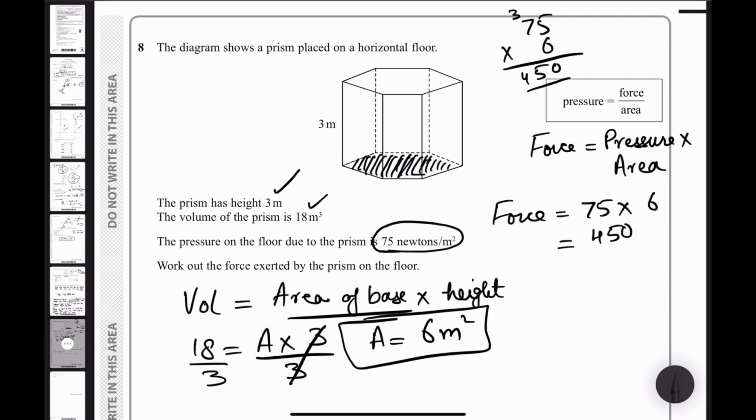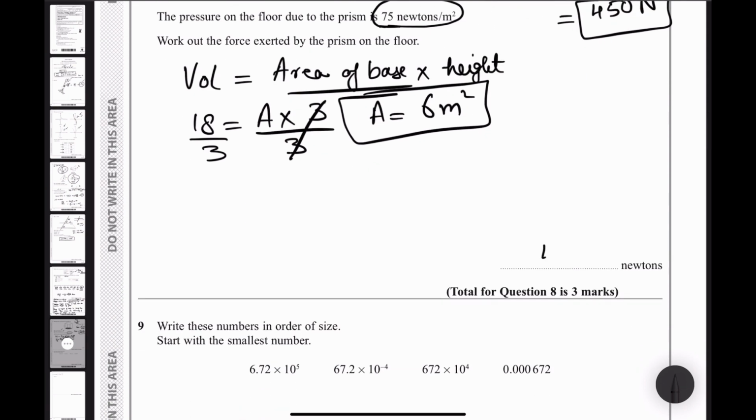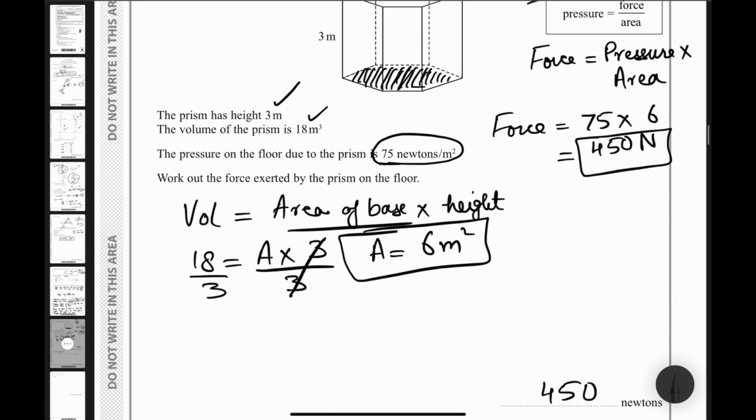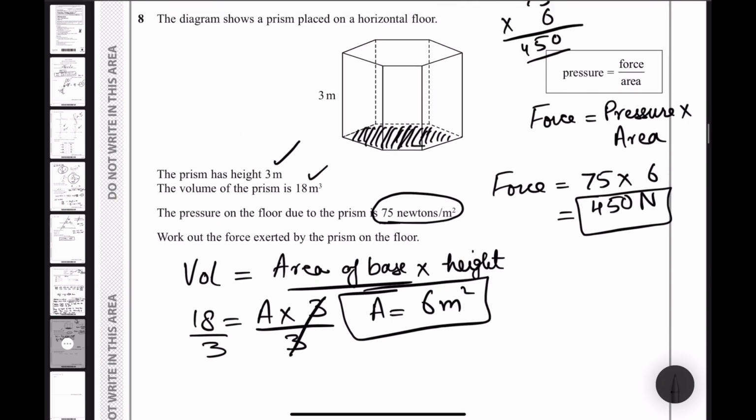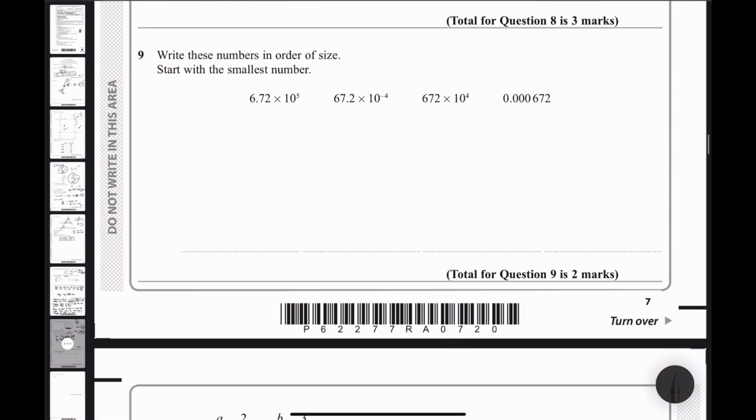And the unit of the force will be newtons. So we'll just write 450 with capital N. Capital N represents the newton. So the answer is 450. Alright. So that is it for question number 8. Now let's move on to number 9.